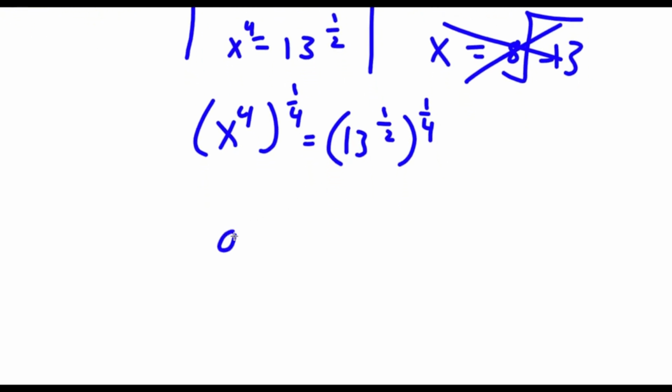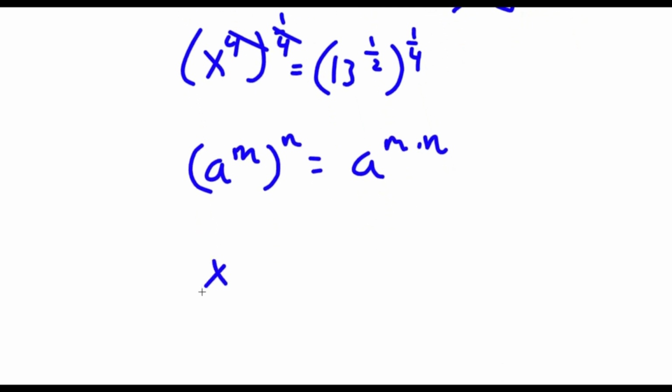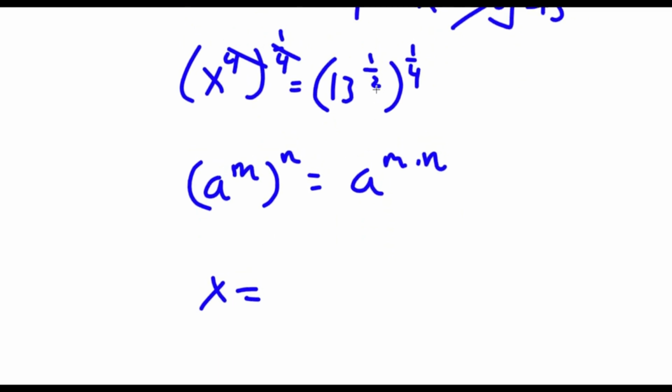now if I have something in the form a to the power of m to the power of n, this is equal to a to the power of m times n. 4 times 1/4 is 1, so these two cancel out. So now I have x is equal to 1/2 times 1/4 is 1/8, so 13 to the power of 1/8.